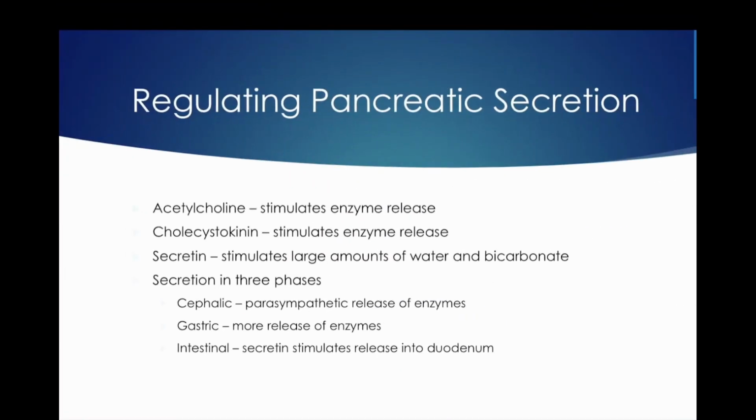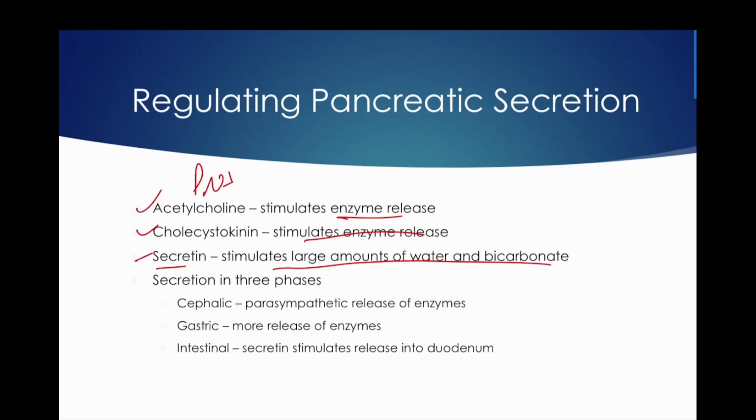So regulating pancreatic secretion, going back to these hormones: acetylcholine, from the parasympathetic nervous system. It makes sense that it will be released because we're in rest and digest. Cholecystokinin, makes sense, rest and digest, stimulates enzyme release. Secretin, large amounts of water and bicarb, rest and digest, it's going to come out. Secretin has three different phases. Don't worry about that so much, just understand what secretin does.